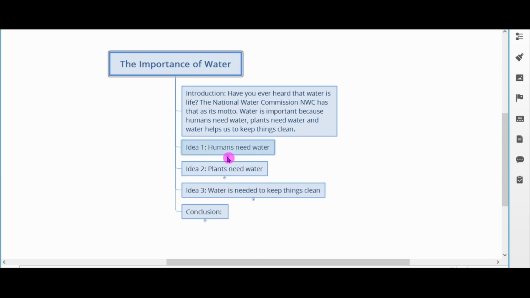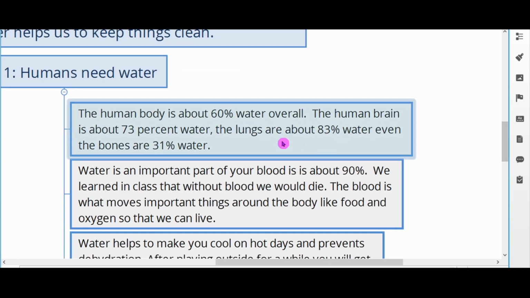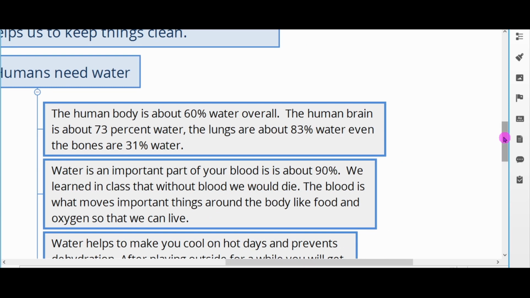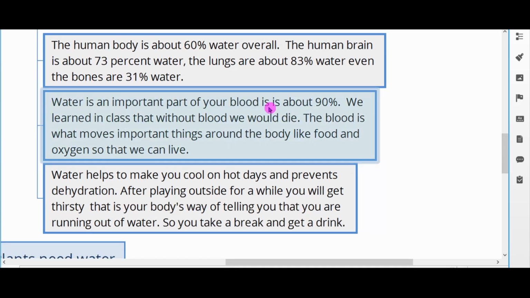Let's go with the first idea. The human body is about 60% water overall. The human brain is about 73% water. The lungs are 83% water. Even the bones are 31% water. Water is an important part of your blood. It is about 90% water.